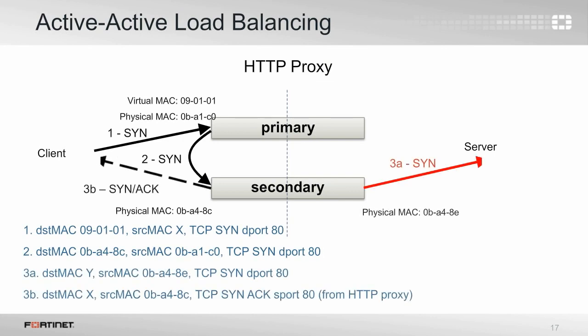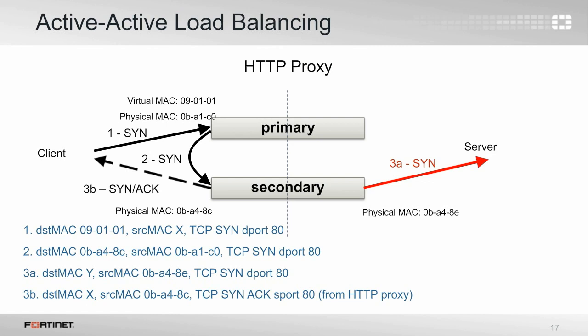Let's look at how an HA cluster in active-active mode distributes traffic. First, the client side sends a SYN packet. It's always forwarded to the primary FortiGate using the internal interface's virtual MAC address as the destination. If the primary decides that the session is going to be inspected by a secondary, the primary forwards the SYN packet to the respective secondary. In the example shown in this slide, the destination MAC address is the physical MAC address of the secondary FortiGate.